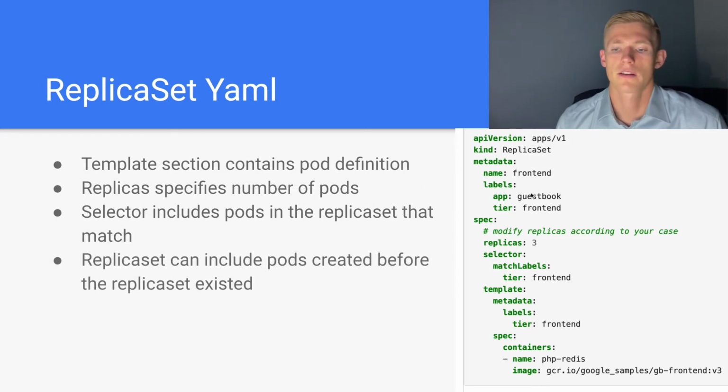A replica set can include pods created before the replica set existed. So let's say we define this file and we run it using kubectl to apply it to the cluster. There are two potential scenarios that may happen here. We may create 3 brand new pods with this specification that we have defined under template, or there may already be existing pods in the cluster that have the label tier front end, and the selector identifies those pods and incorporates them into this replica set.